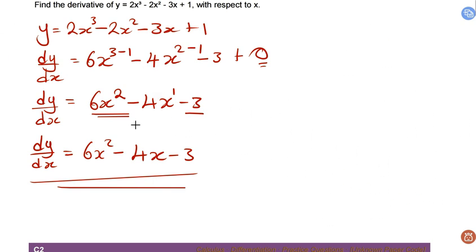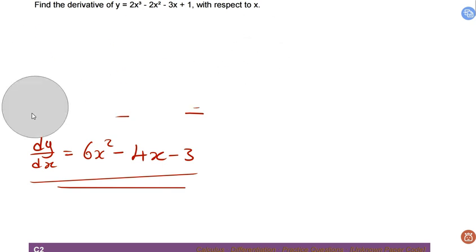Okay. Our next question. You can pause the video and then you try it by yourself. You just have to remember a times n times x to the power n minus 1. Just remember this, you'll be able to solve this question.